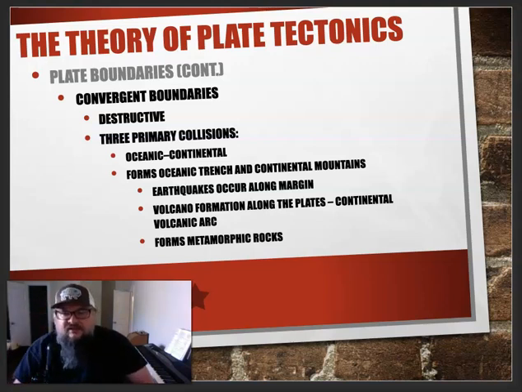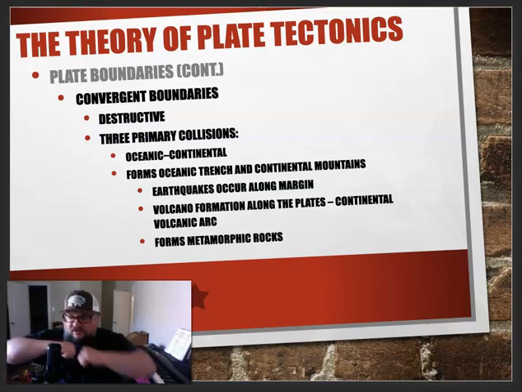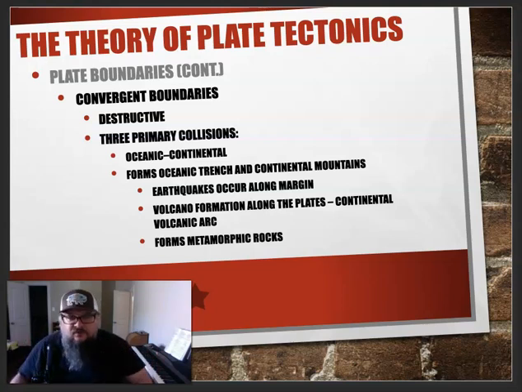There are three kinds of colliding or converging plate boundaries: where you have an ocean and a continent coming together, where you have an ocean and an ocean coming together, or where you have a continent and a continent coming together. Okay, we'll go through each one.